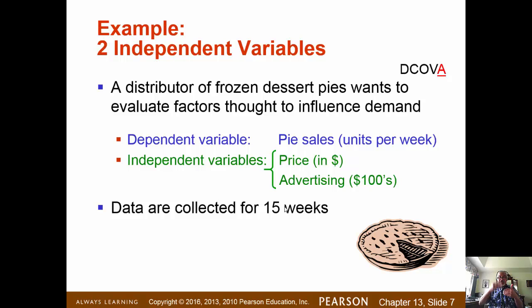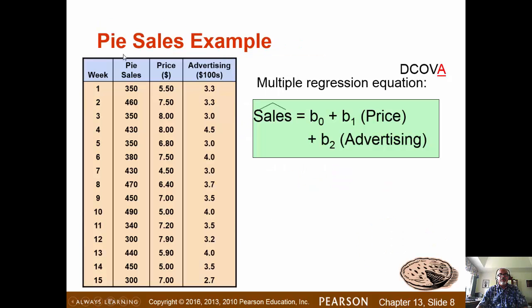When you have time series data, autocorrelation could be a problem, the autocorrelation that we discussed in chapter 12. So we have to keep that in mind, but we will visit that in a little bit. But let's first determine the estimates for the coefficients, the intercept and the slope coefficients. So here is the sample data.